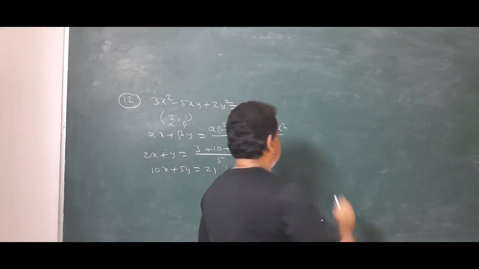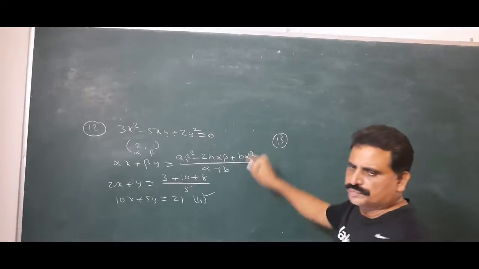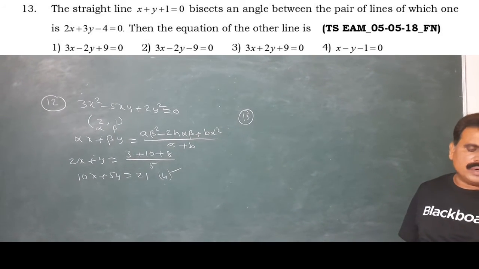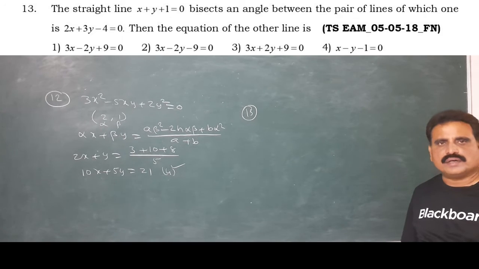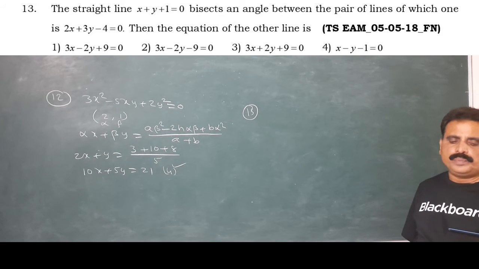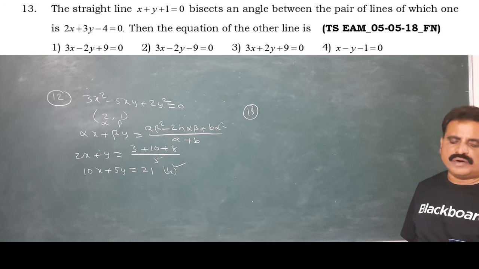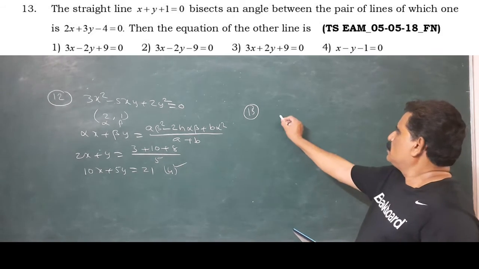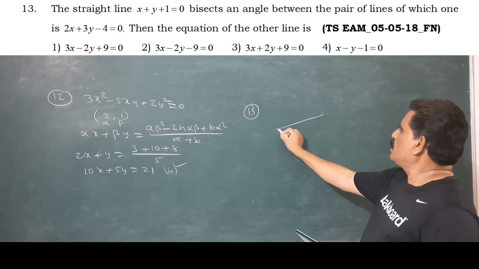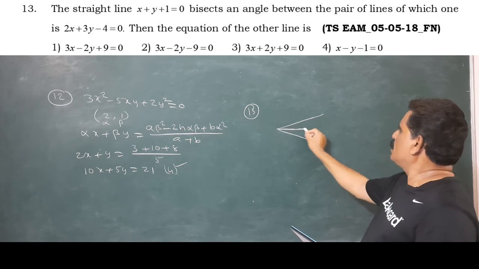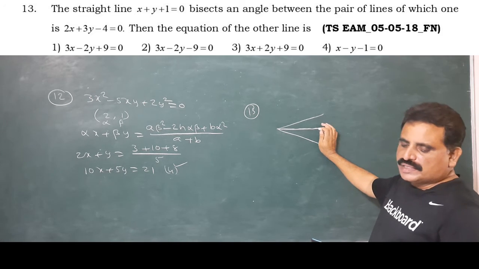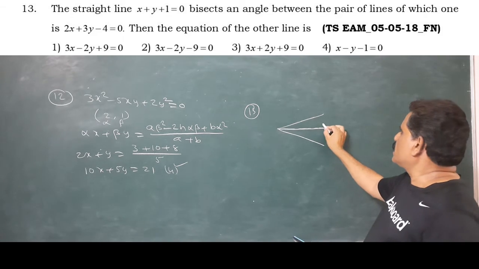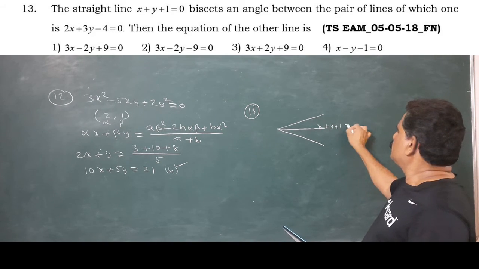Next, 13. Formula based question. The straight line x plus y plus 1 equal to 0 bisects the angle between the pair of lines of which one line is given, then find the equation of the other line. That means of the two lines, one angle bisector is given: the straight line x plus y plus 1 equal to 0 bisects the angle between them.